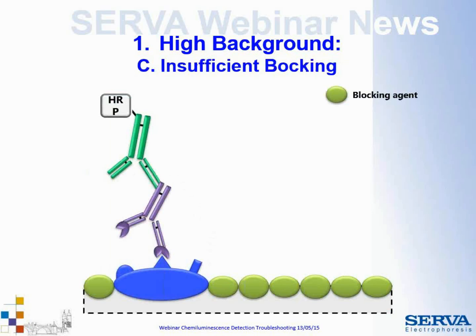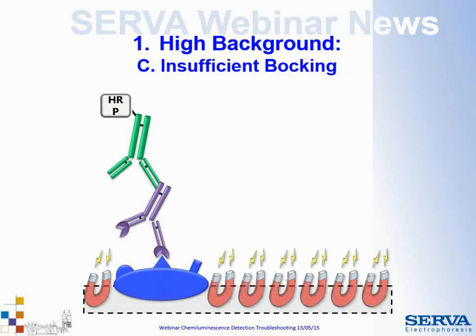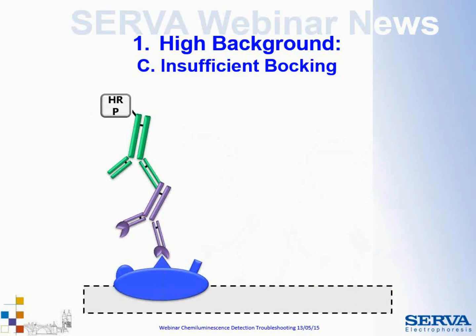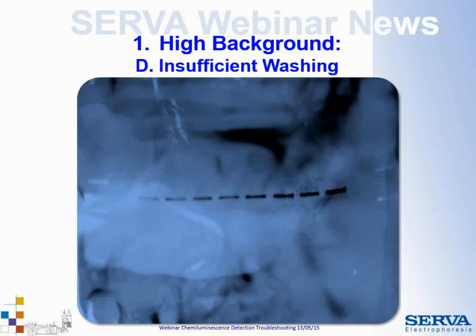Another point is insufficient blocking. So if blocking is not done well, the membrane, which binds protein very well, also binds the antibody, and so you will get background signal. The next point is insufficient washing. So if there are still antibody residues on the membrane, this will also lead to disturbances during detection.